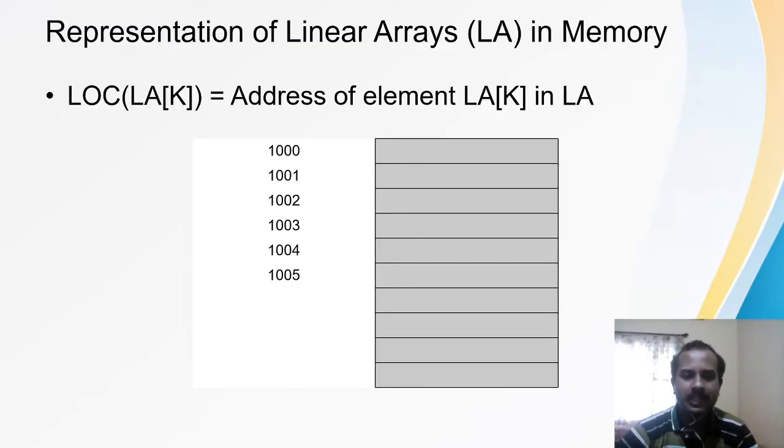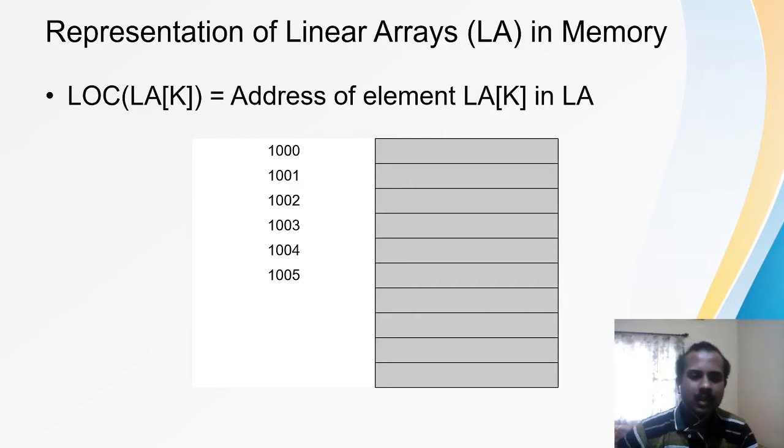Now the representation of linear arrays, that is LA, in memory. A linear array is a data structure where the elements or items are arranged in a sequence of memory allocation, that is called a linear array. Now let us see how it is represented. Since it is a linear array, the memory is going to be continuous. If it starts at 1000, then the next one is 1001, 1002, 1003, 1004, and like that it goes on.